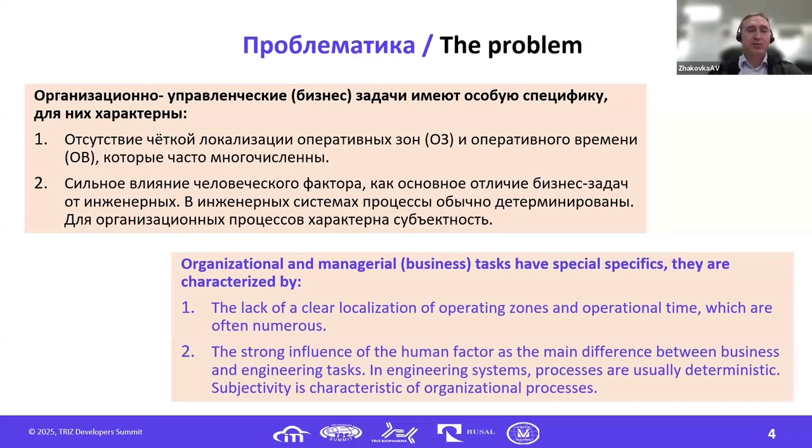Engineering tasks are determined and deterministic, and subjectivity is a characteristic of organizational processes, of organizational business tasks. And there's a human factor in place because people are prone to make their own decisions and to select actions how to solve problems and tasks.